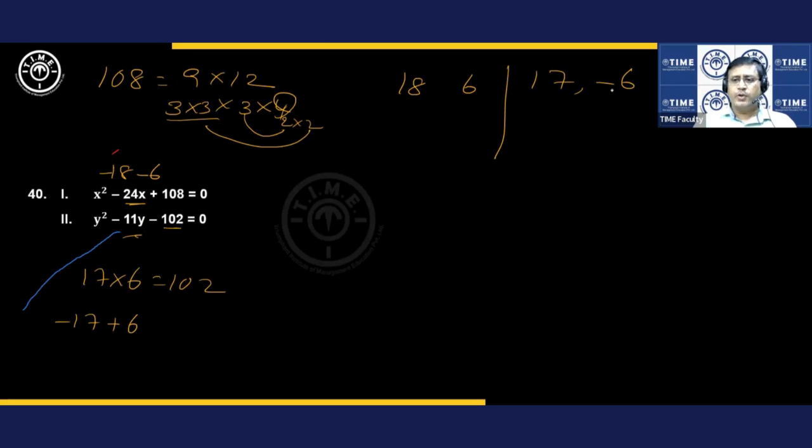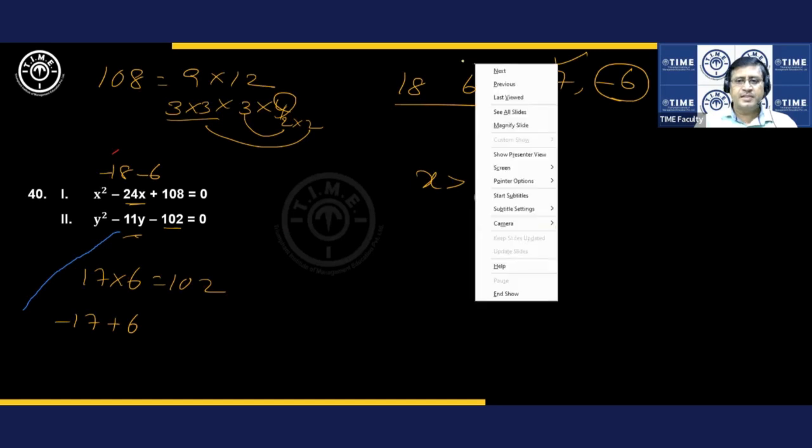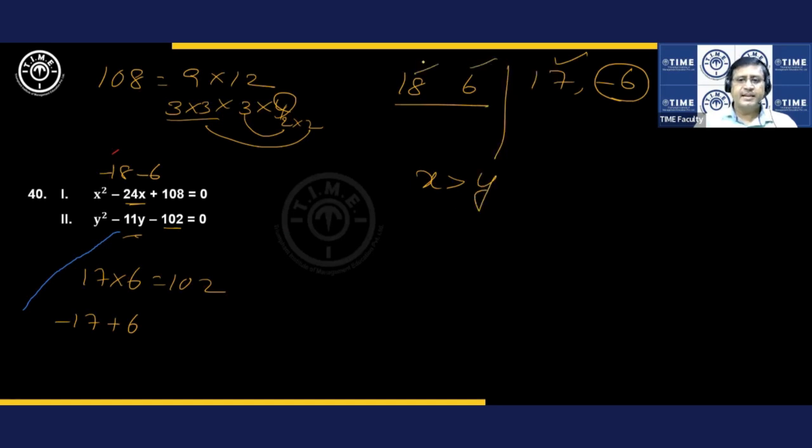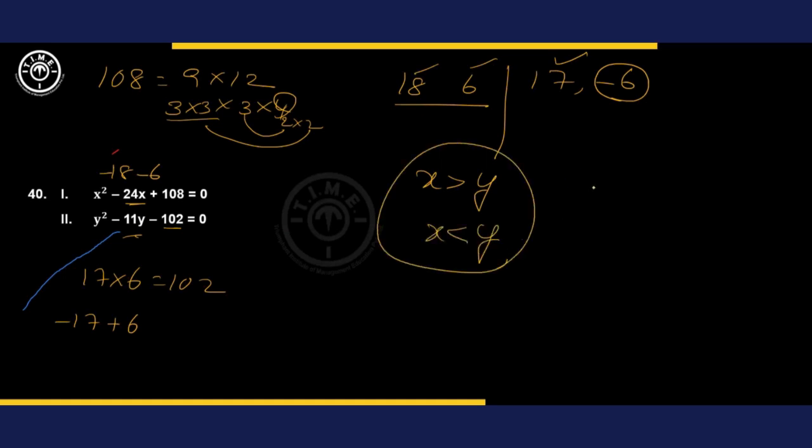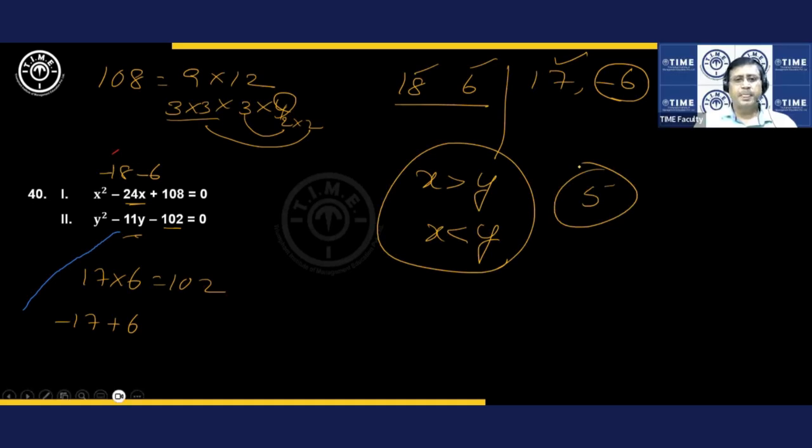Now what about the negative value? The negative value is less than the positive values. So x is greater than y. 17 is more than 6, less than 18. One time x is more, one time x is less. So what is the conclusion here? It is not possible to make a relation between these two variables. The fifth choice is the right answer. Option 5.